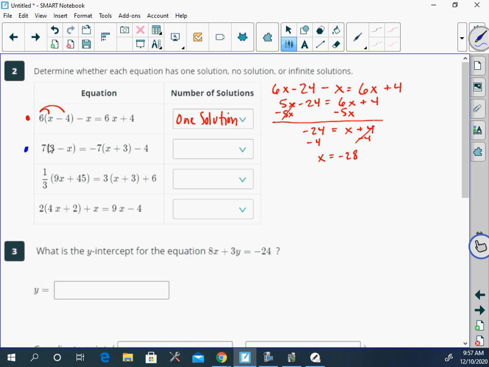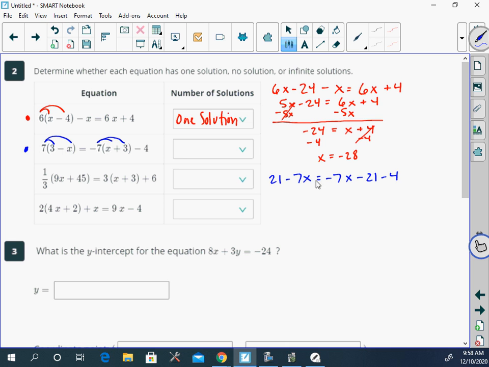All right, let me go ahead and put a little blue dot by this one. So with something like this, I am going to distribute this 7 through. And here I'm also going to distribute this negative 7 through. So if I distribute 7 through here, we get 21 minus 7x equals negative 7x minus 21, and then minus 4 in the back.